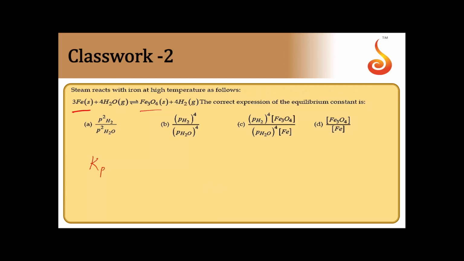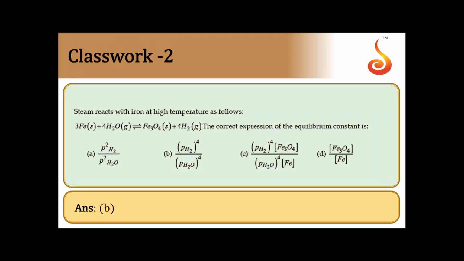Therefore, Kp will be equal to the partial pressure of H2 to the power of 4, divided by the partial pressure of H2O to the power of 4. So Kp is equal to P of H2 to the power of 4 over P of H2O to the power of 4. Therefore the option is B. We need to remember that solids will not appear in the equilibrium expression.